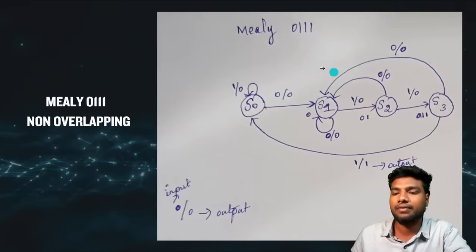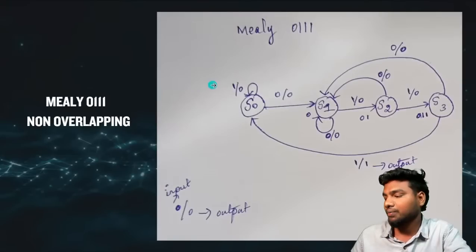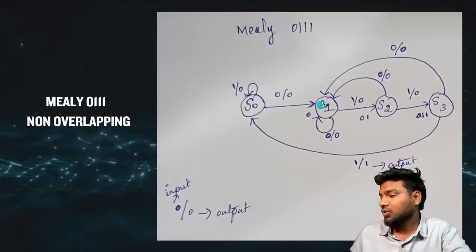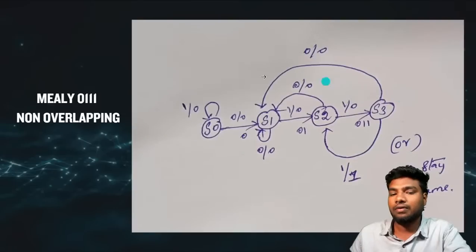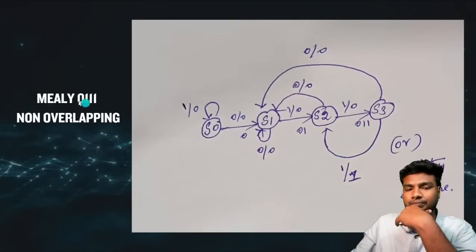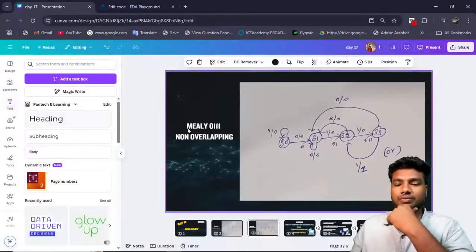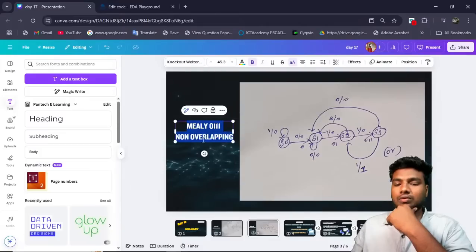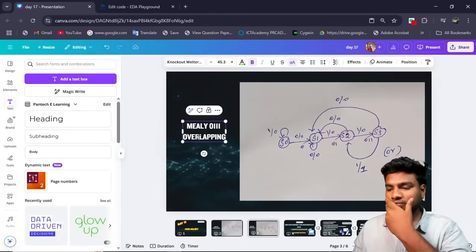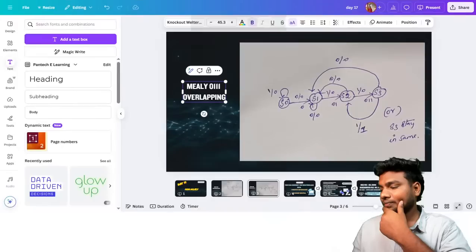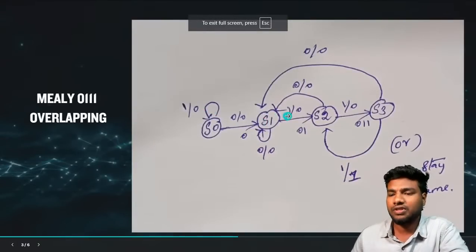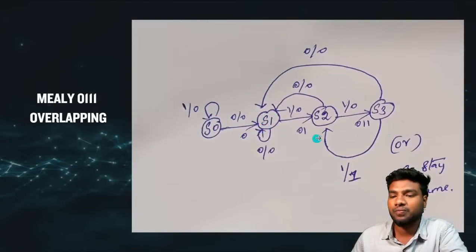So this is a state diagram for the FSM 011 Mealy machine for non-overlapping. Then we'll move to the overlapping. Here we can see the state transition of the overlapping. The main difference is the s3 state.